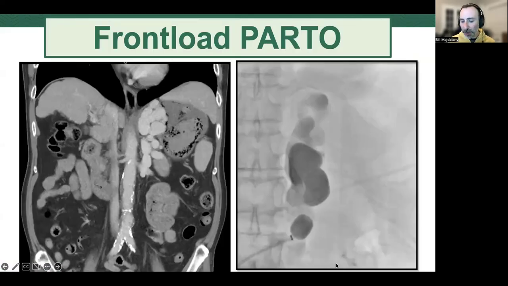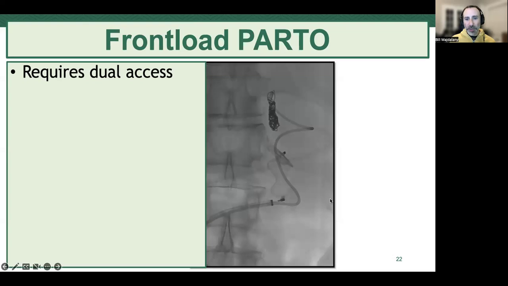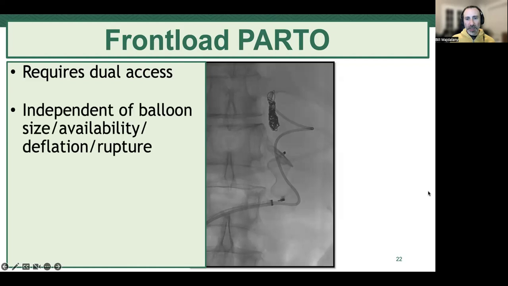Let's quickly talk about front loading as well. In this case, you see a very large varix. We approach it similarly, with a transfemoral approach here. We put up a balloon and we fill the varix with contrast. We see that we're filling it quite nicely. But in this case, we put the plug first and then get a second access into the varix. Here we've also embolized the inferior phrenic vein. And the beauty of this is that irrespective of the balloon size, availability, having to deflate it, etc., we've already embolized it.